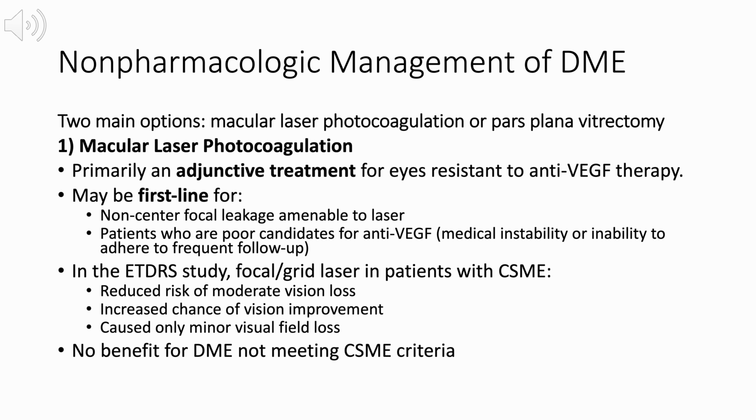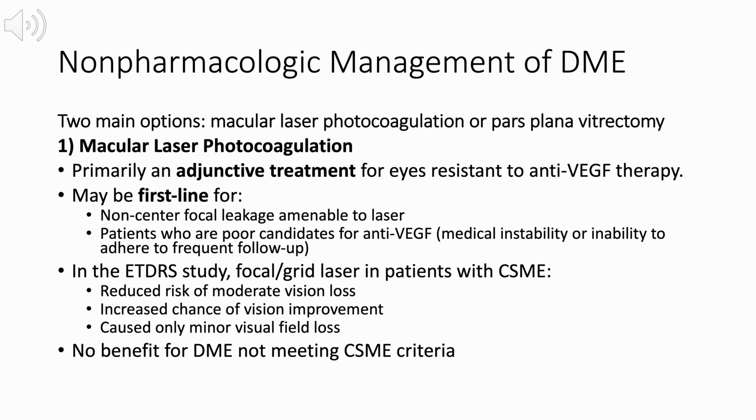The first is non-center focal leakage that is amenable to laser, that is, a discrete leaking lesion away from the fovea, where laser can address the source directly without threatening central vision. The second is in patients who are poor candidates for anti-VEGF therapy, whether because of medical instability or an inability to adhere to frequent follow-up. This is the same adherence consideration we raised when comparing PRP against anti-VEGF for proliferative disease.